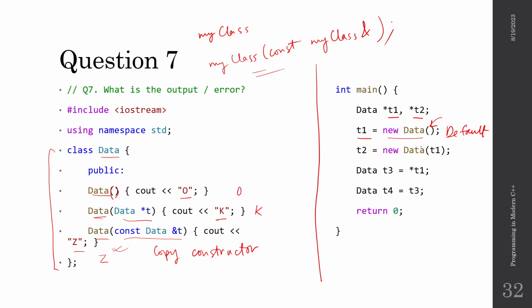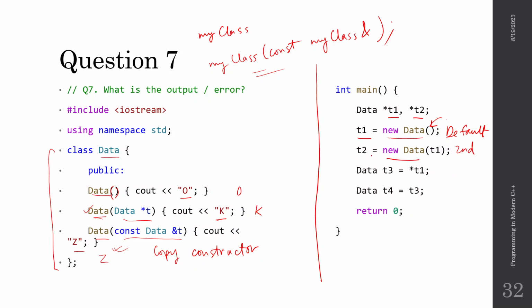In the second case, we are creating new data, but we are also putting t1 as the argument. Now t1 is a pointer to data object, so t1 is of type data star. So it will obviously call the second constructor because the type of the constructor matches. So this will call the second one.